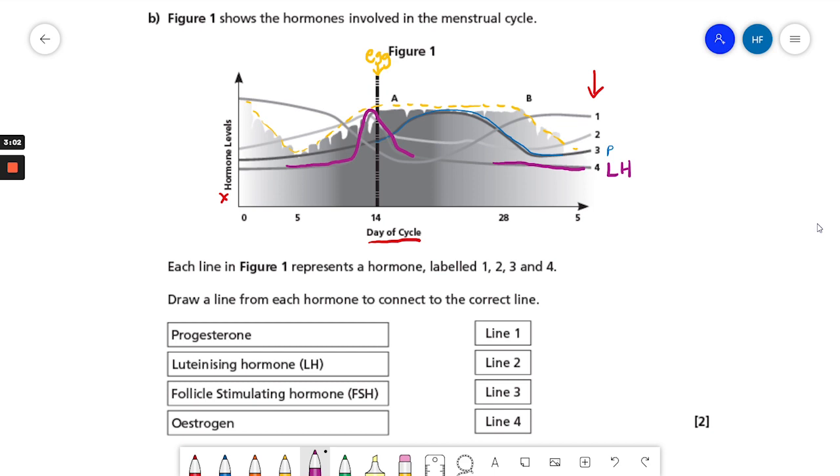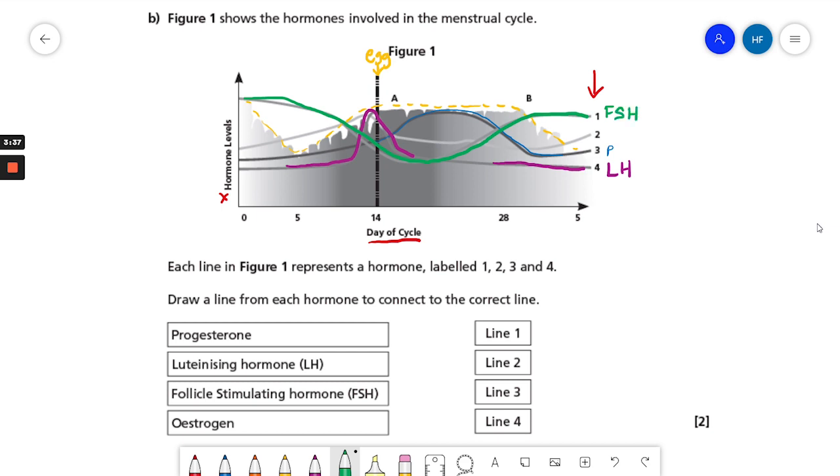Now, follicle stimulating hormone, that causes an egg to mature in one of the ovaries, and it also stimulates the ovaries to produce estrogen. So you'd expect higher levels of FSH at the start and the end of the cycle. So if we have a look on the graph, is there any line that's high at the start and the end of the cycle? Yes, I can see this line here is high at the start, then it drops, and then it goes up. So I think that's possibly follicle stimulating hormone.